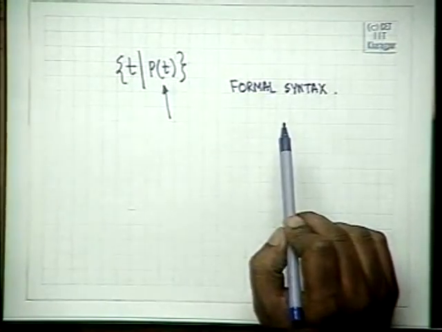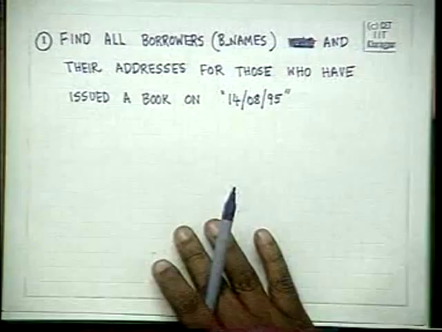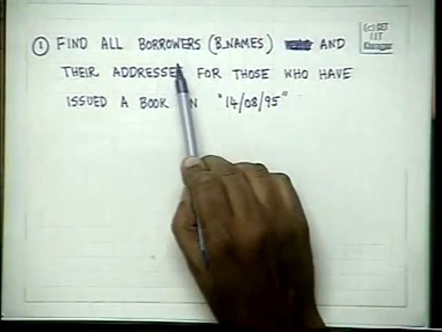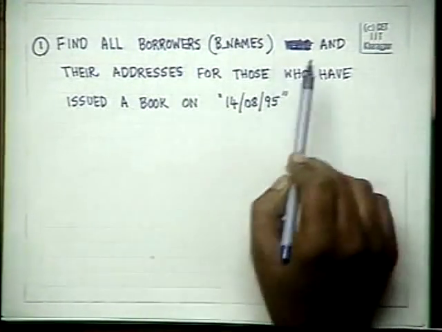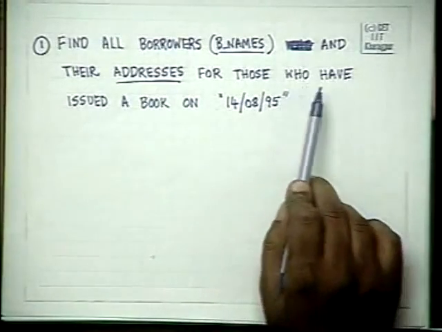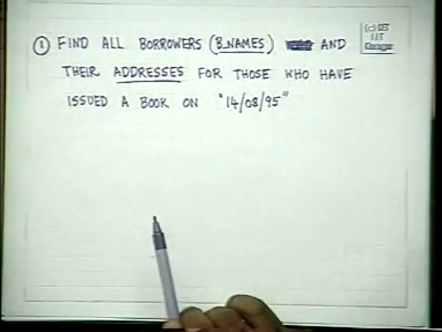The formal syntax is very simple and it uses the syntax of any Boolean expression with variables, and the two quantifiers there exists and for all. But let us come to some examples first before we see how we will reach the formal syntax. The first problem that we will solve is this. Find all borrowers, coming from the borrow relation, and their addresses. So we want to find out their names and their addresses for those who have issued a book on 14/8/95.